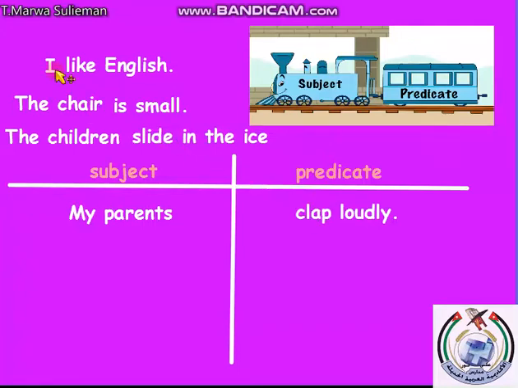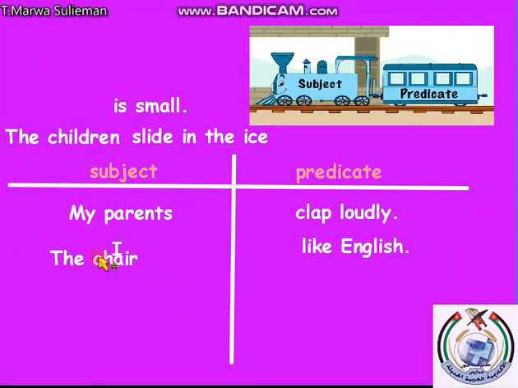What about number 2? I like English. Where is the subject? I. The subject is I. Like English. Like is a verb, so this is the predicate. Number 3. The chair is small. Where is the subject? The chair. Very good. Is small. Is is a verb, so this is the predicate.